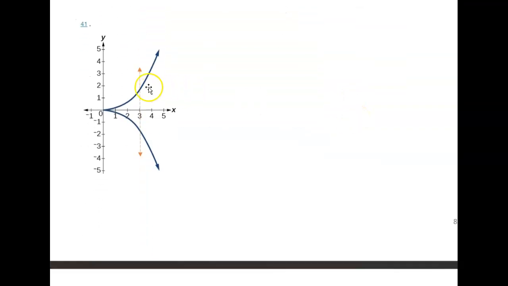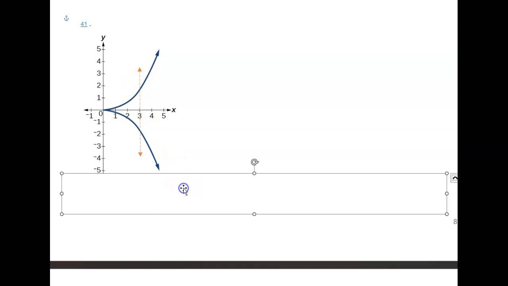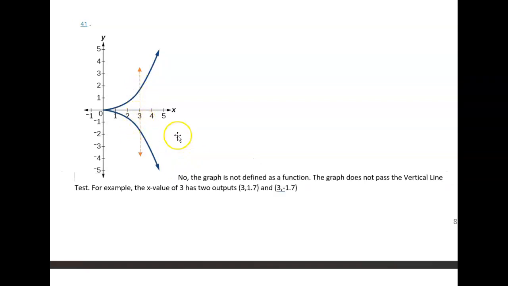Now, let's take a look at another graph. And here I already placed the vertical line. And here's the basic idea. Wherever you move this one, you're going to have multiple y values. So in this case, I'm using 3. And notice that at the value of 3, you have 2 intersections. So in this case, no, this graph is not defined as a function.